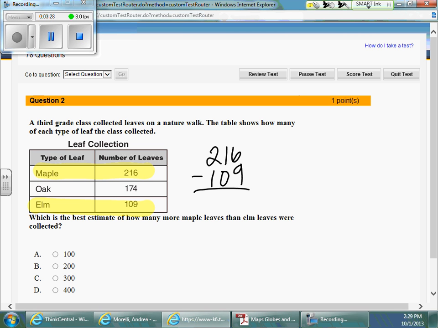What is 216 rounded to the nearest 100? Kyle? 200. And 109 to the nearest 100 is, Joe? 110. To the nearest 100? 100. 200 minus 100. Do mental math and raise your hand when you have an answer. Or a difference, I should say. Christina? 100. Right.